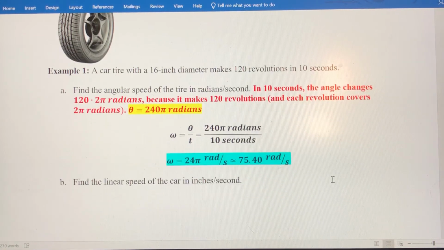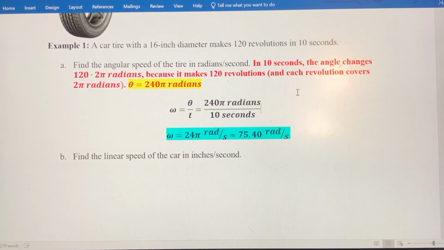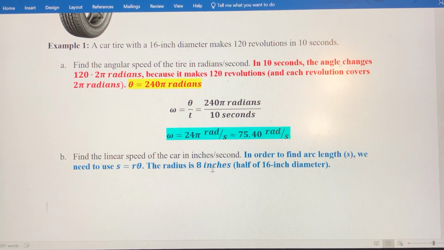The linear speed: remember, the linear speed formula is velocity, or linear speed here, is the arc length divided by the time. In order to find arc length S, we need to use the formula that we learned previously. S equals R, the radius, times theta. The radius is 8 inches. Remember, the car tire was given to us in diameter. We have to cut that in half to get the radius, so the radius is 8 inches.